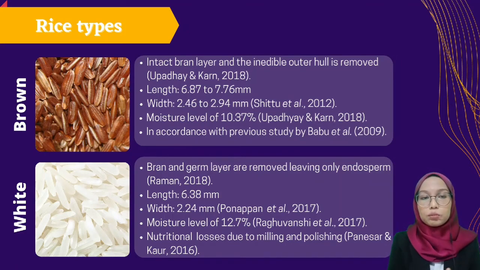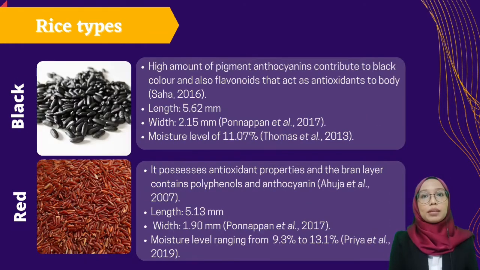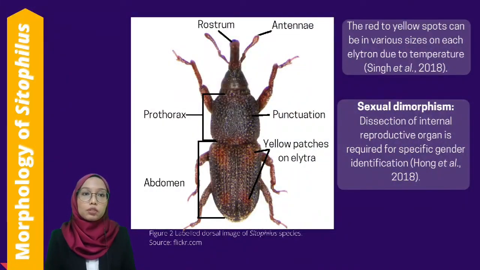It can be concluded that white rice has low nutritional content due to the milling and polishing process. For black rice, the length is 5.62 mm and the width is 2.15 mm, while the length of red rice is 5.13 mm and the width is 1.90 mm. The moisture level of black rice is 11.07%, and for red rice it can range from 9.3% to 13.1%. The labeled dorsal image of Sitophilus species.